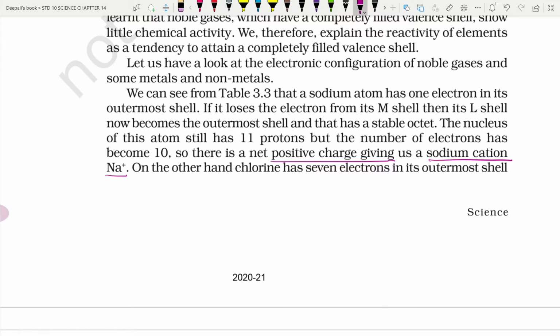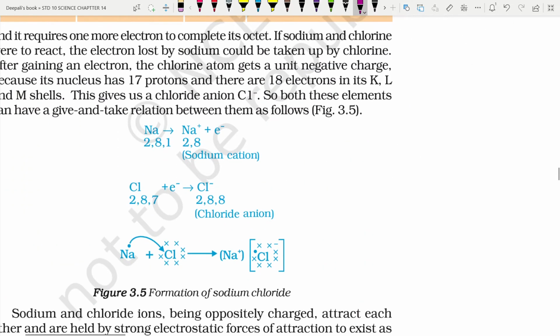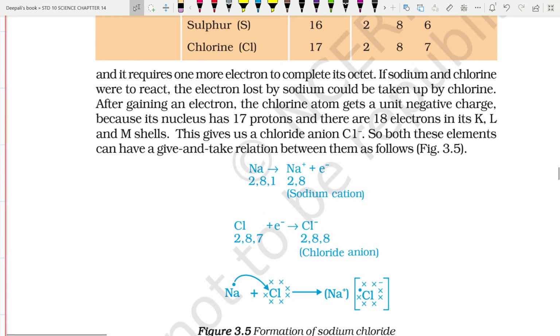On the other hand, chlorine has 7 electrons in the outermost shell. To attain the stable octet, it requires one more electron to complete its octet. If sodium and chlorine were to react, the electron lost by sodium would be taken by chlorine.